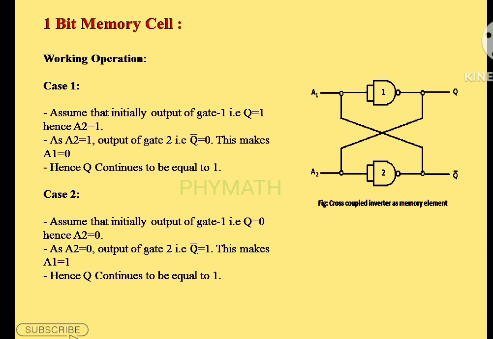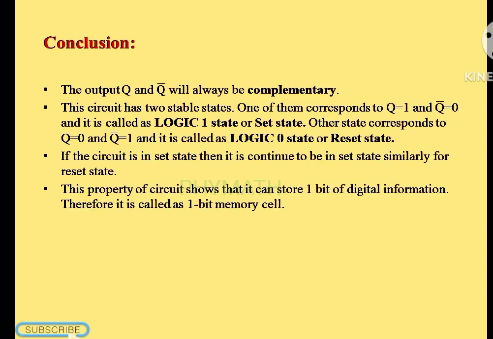Similarly, we will see case number 2. Suppose Q equals 0. Now if Q equals 0, then A2 equals 0. If A2 equals 0, then the output of NAND gate 2, that is Q bar, equals 1. Now this makes A1 equals 1. Hence Q continues to be equal to 0. Now these are the two cases, if Q equals 1 and Q equals 0.